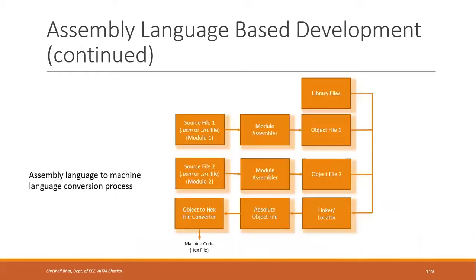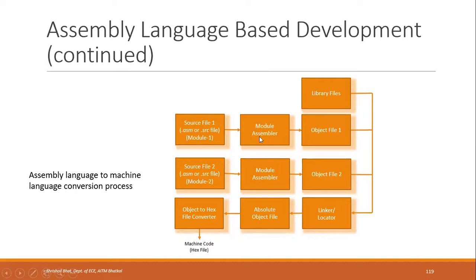So there is a process for conversion of assembly language to machine language. As I've said, you can have more than one program or module. If there are more than one module, you can have different source files: source file 1, source file 2, source file 3, multiple files if you have. What is actually done is, from the source file, that is the assembly or source file, you are converting that into an object file.